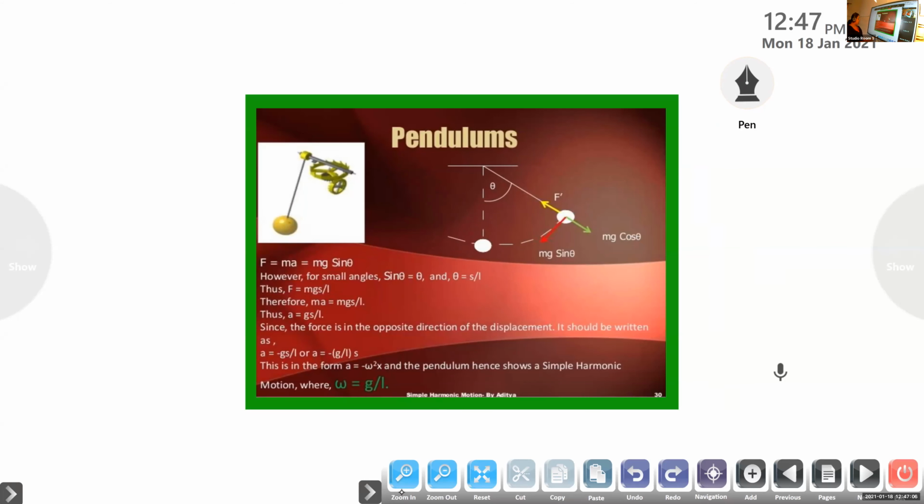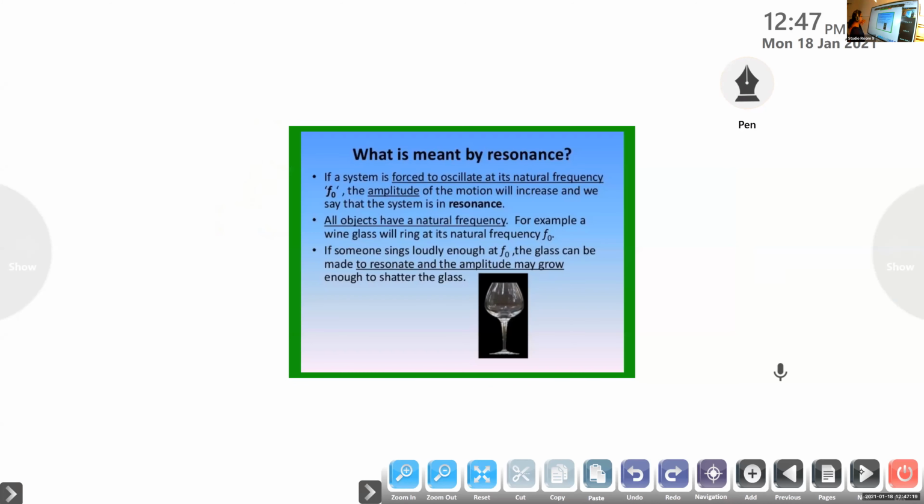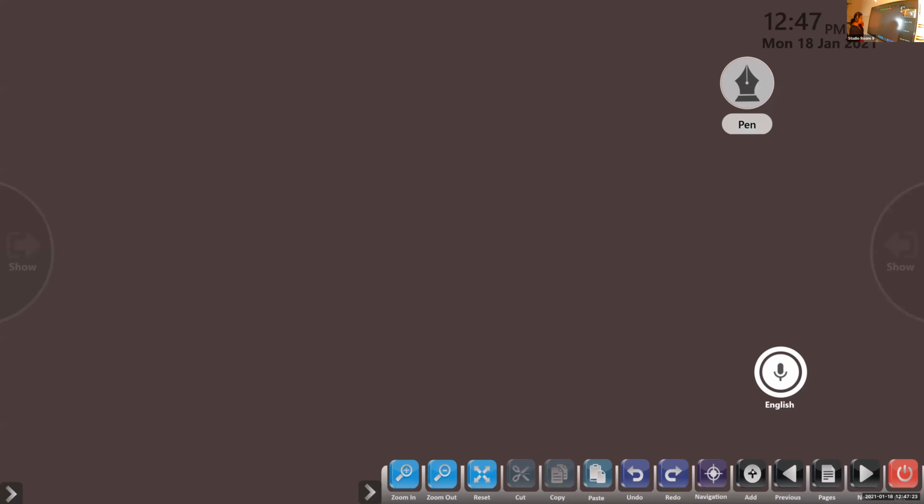Okay. So we have next simple harmonic motion in terms of pendulum. Simple pendulum. Next heading: simple harmonic motion in terms of simple pendulum.